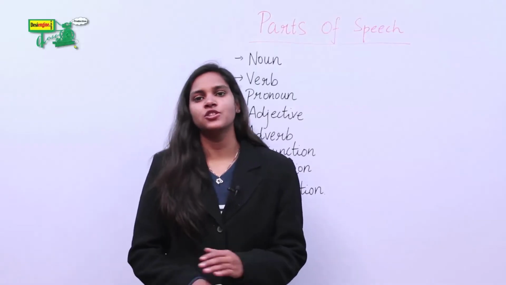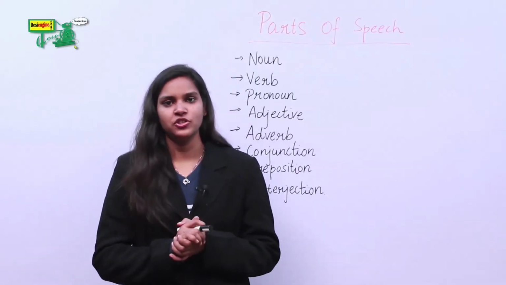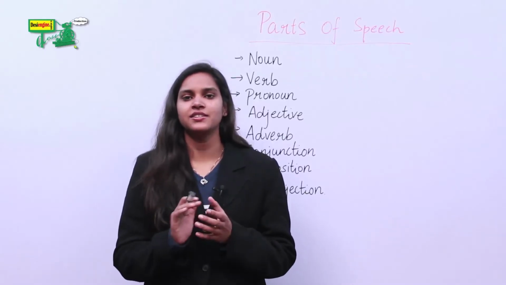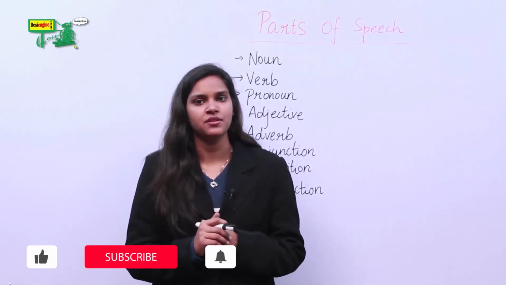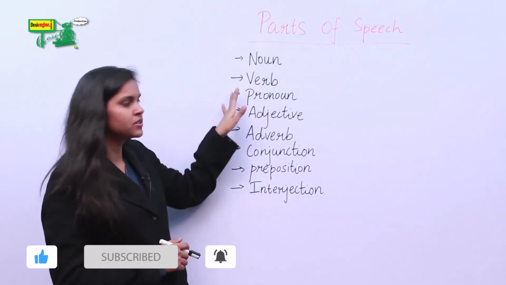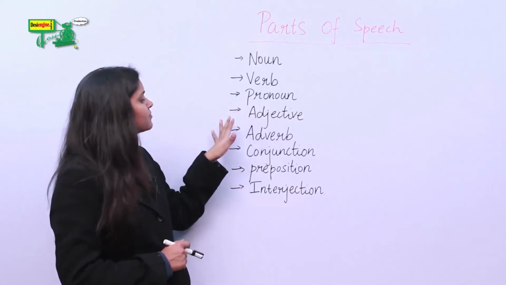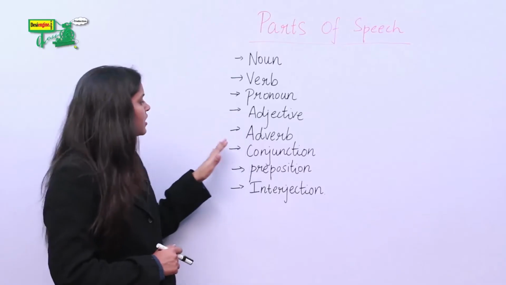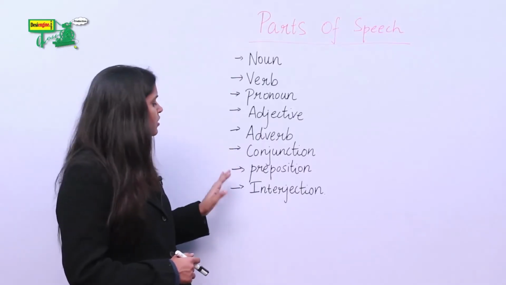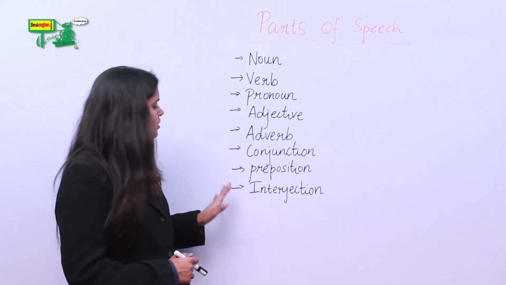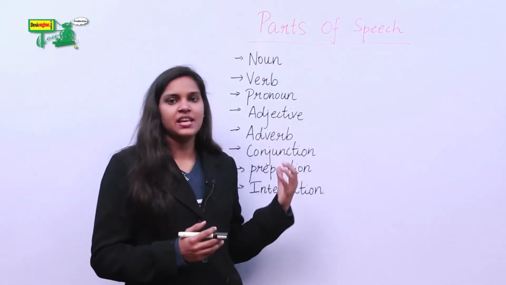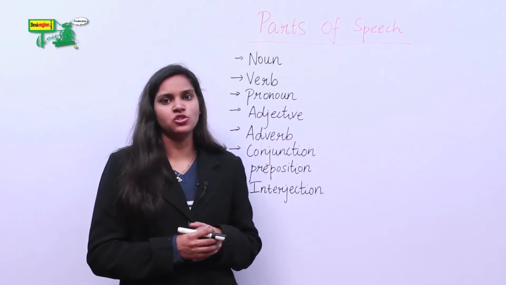Hello friends. Today we are going to learn about parts of speech. Each sentence is made up of different kinds of elements and it can be categorized into 8 types. That is noun, verb, pronoun, adjective, adverb, conjunction, preposition and interjection. So we'll learn about these 8 kinds of parts of speech.